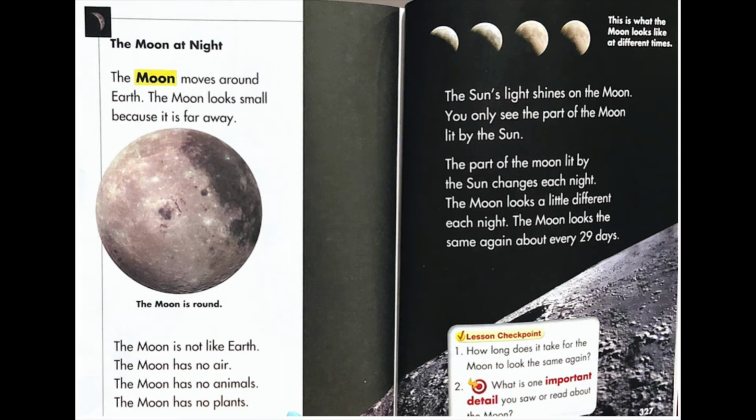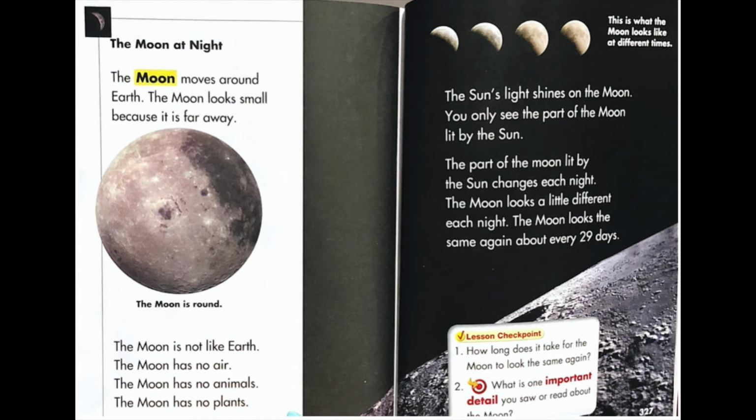So here it shows 4 different phases of our moon. I didn't see that there. This is what the moon looks like at different times. And this is why. This can get a little tricky, but I think the more you listen to it, the easier it will be.